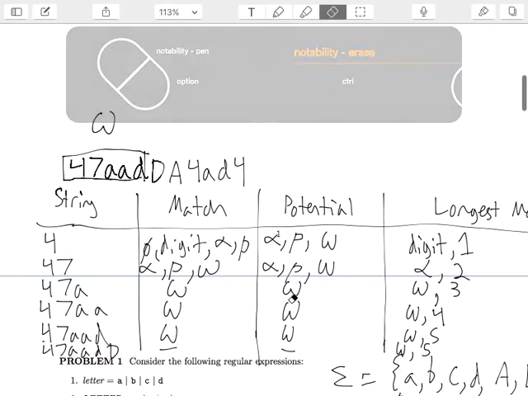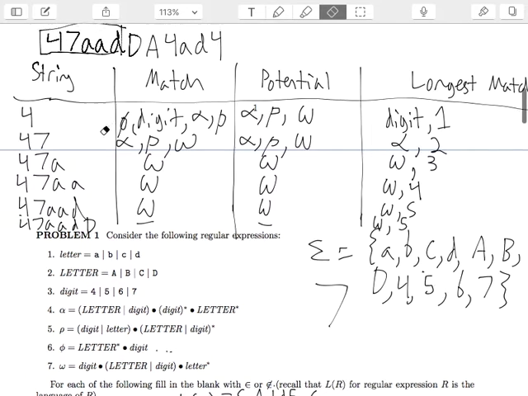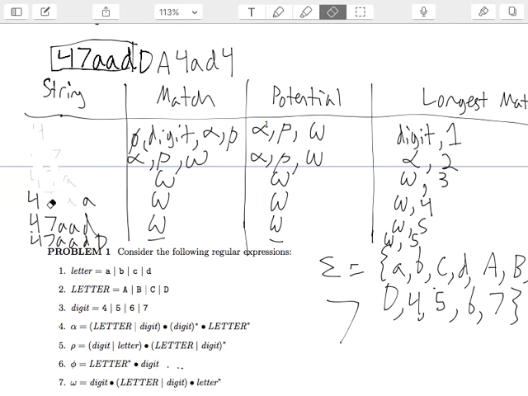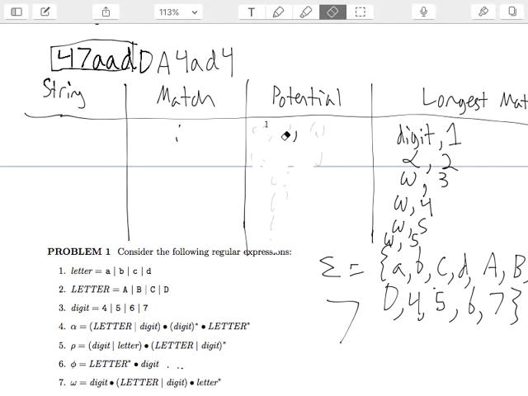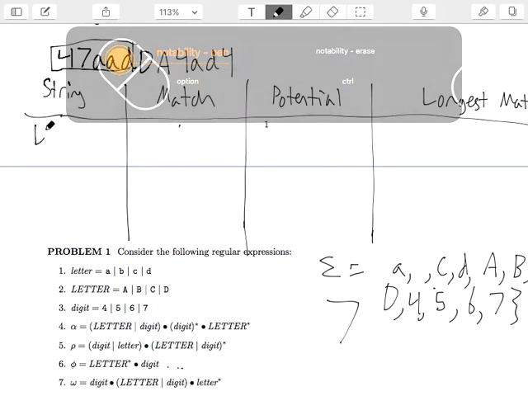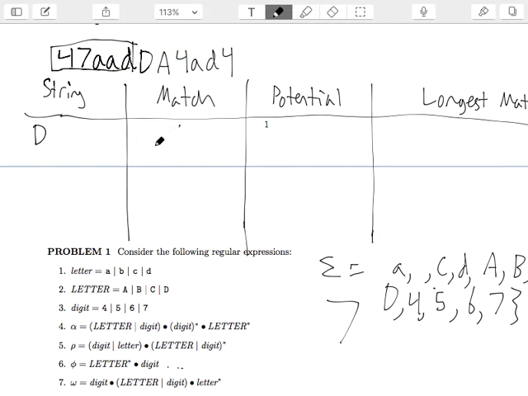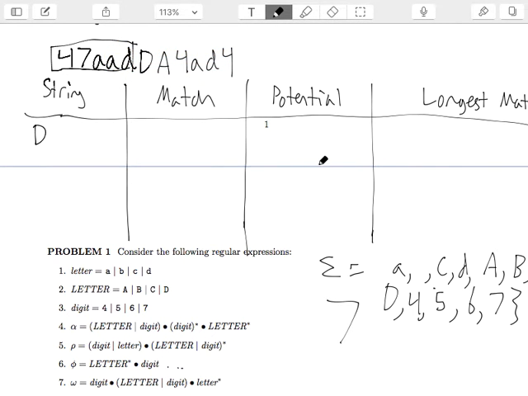Just because I have weird space constraints, because the resolution here is terrible and we want to look at these rules, I'm just going to erase these. We're starting fresh with D anyway. We'll start as if we were right below this, and we'll start parsing from DA4. So we take a string D. Which have the potential to match before we start? Everything has a potential.